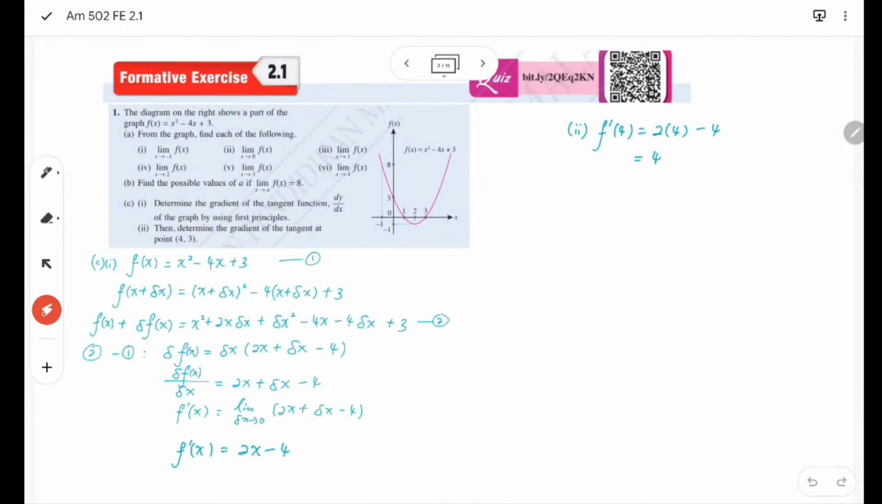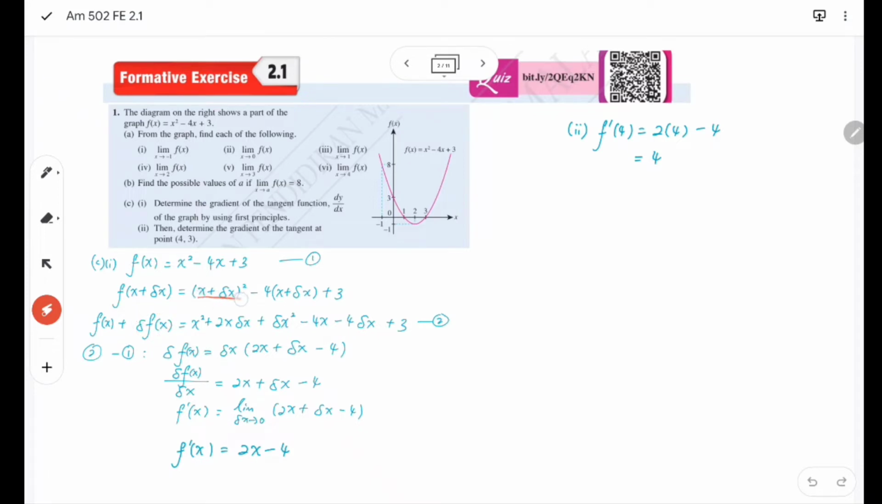C. Number 1. Determine the gradient of the tangent function dy/dx of the graph by using first principle. So tangent function means the dy/dx. So starting from f(x) equals x squared minus 4x plus 3. Then for f when x plus del x, we get (x plus del x) squared minus 4 times (x plus del x) plus 3. So from here, this is actually f(x) plus the very small difference of f(x).